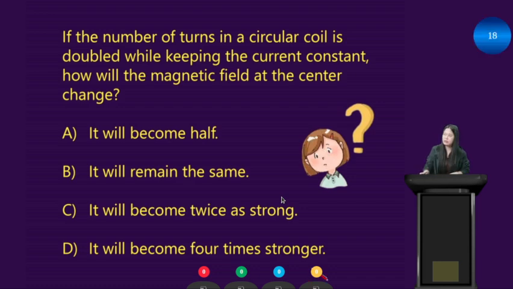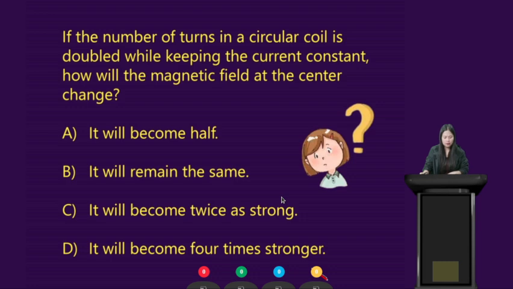If the number of turns in a circular coil is doubled while keeping the current constant, how will the magnetic field at the center change? It will become half, it will remain the same, it will become twice as strong, it will become 4 times stronger. So which of these options is the correct answer?